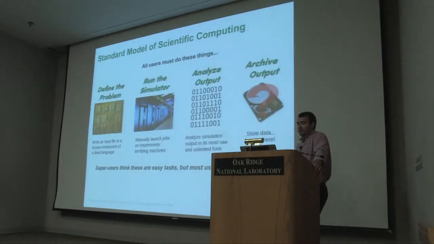To do this, what our team has put forth is that we need to provide higher level abstractions of what workflow is actually happening when you try to run one of these complex codes on Titan, for instance. We called it the standard model of scientific computing, a pun from physics about the standard model of particle physics. But all users, at the very core of this problem, have to do four things.